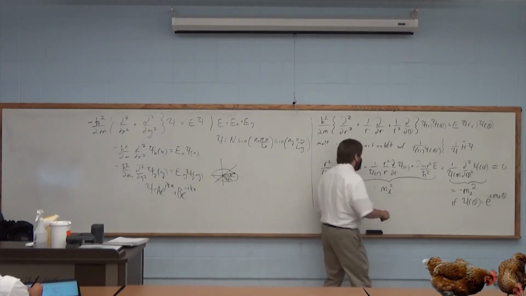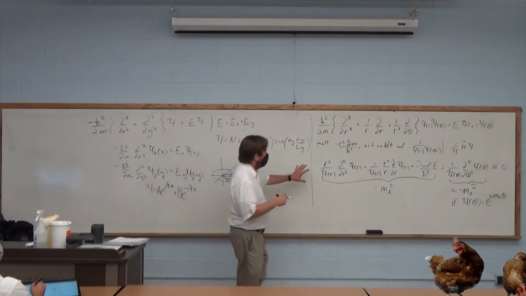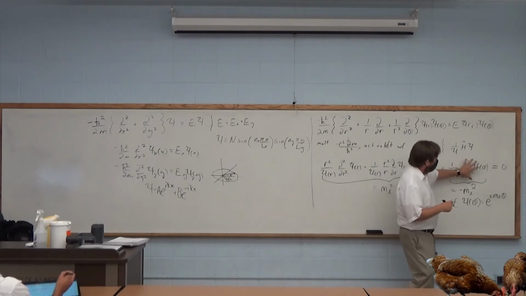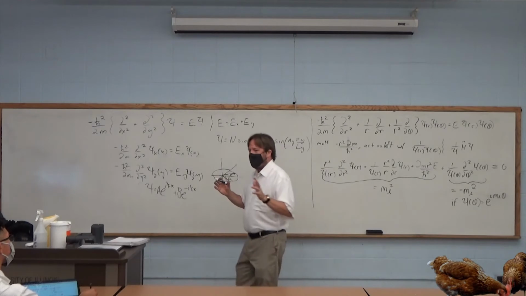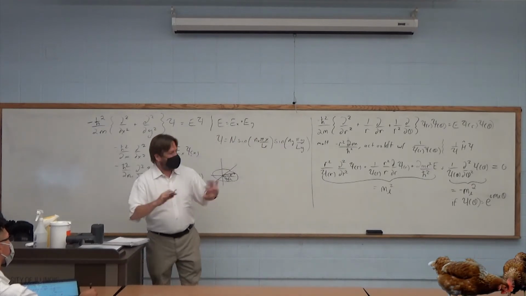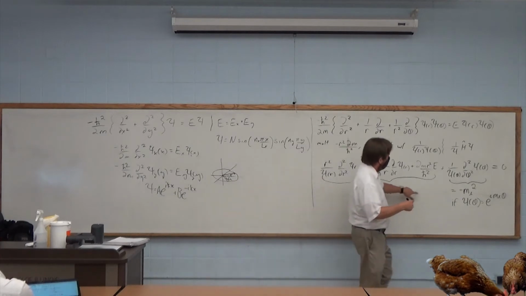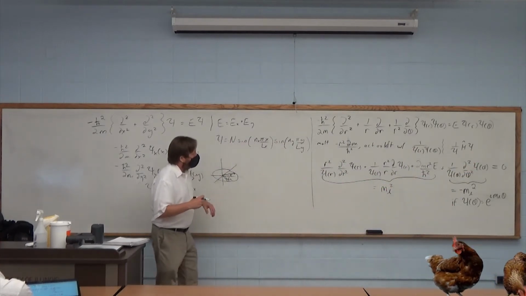M sub L squared. Plus M sub L squared. All of this has to be equal to plus M sub L squared minus M sub L squared, which is 0. So yeah, I mean, it's not that bad. It all makes sense. It's just a lot. But I mean, plus 1 minus 1 is 0. I can get that. So that's nice.